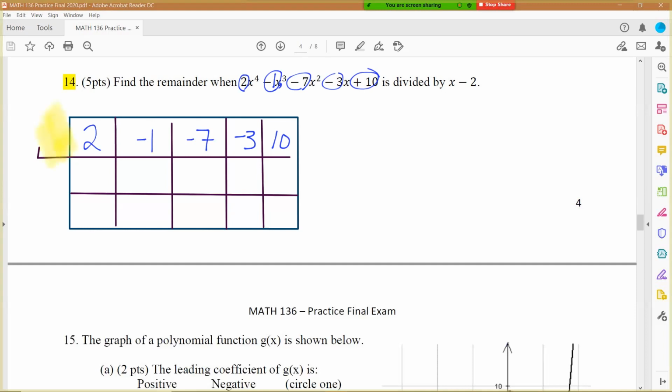The tricky part you need to remember: how do I get the number that goes out here on the ledge? I'm going to take this and set it equal to 0 to solve for x. Well, x minus 2 equals 0. Add 2 to both sides to get that x equals 2. So whatever x equals is what goes up on the ledge right here.